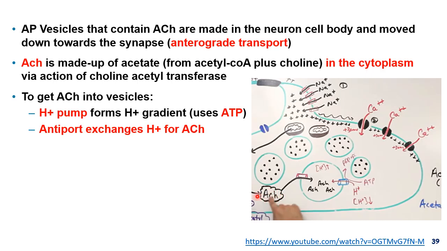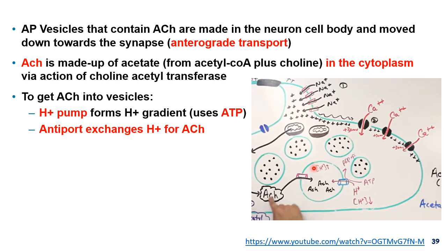But that is useless because you need it inside of the vesicle, right? So acetylcholine is made in the cytoplasm, and now this vesicle is very much charged with hydrogen, and you need to get acetylcholine in there. You don't need hydrogen there, right? So what you do, you have this other channel that is called an antiport channel. Remember, an antiport channel exchanges things from one side to the other.